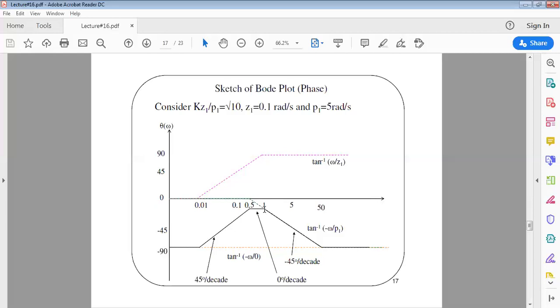From the frequency of 1 onwards, the phase plot will have a slope of negative 45 degrees per decade until it reaches 50, and afterwards we are going to have a constant of negative 90 degrees. So the solid black line here is the plot for the phase. I hope you understand this. In case you have any questions related to the amplitude plot and the phase plot for this example, don't hesitate to contact me.